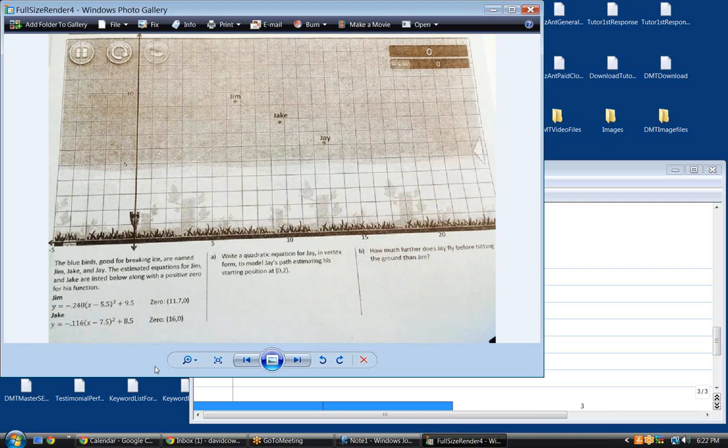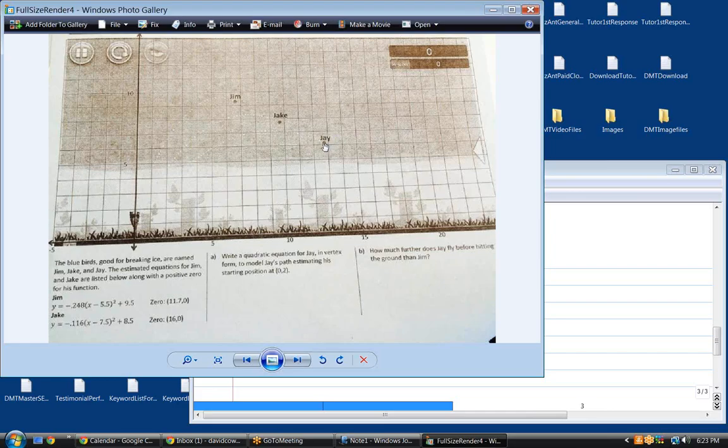J, on the other hand, is there any kind of relationship between J, Jake, and Jim? It says, model J's path, estimating his starting position at 0, 2. Well, that's right there. There's 0, 2. So it looks like J was shot into the air somewhere, has a vertex somewhere, and does something like that. But we're only given 1 point. We're given his starting point, and we're given another point, and you need 3 points to make a parabola.